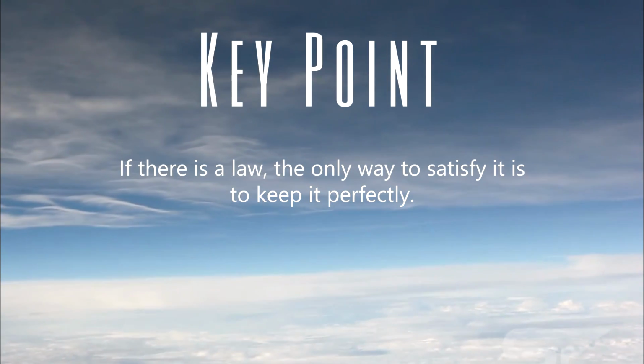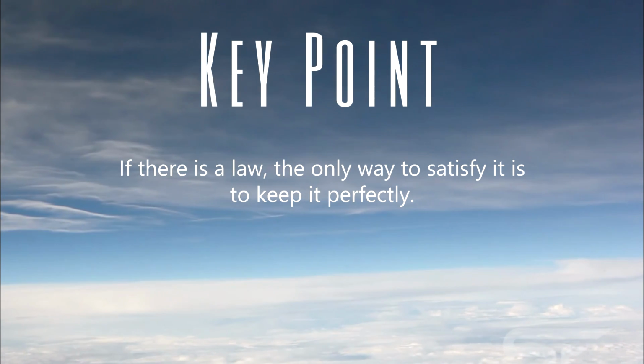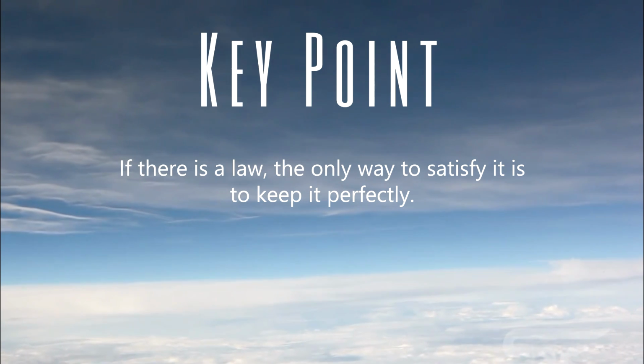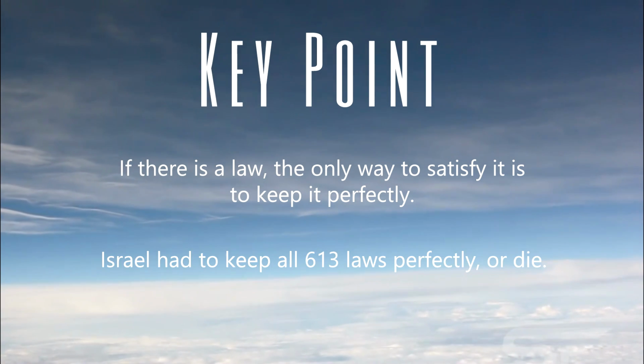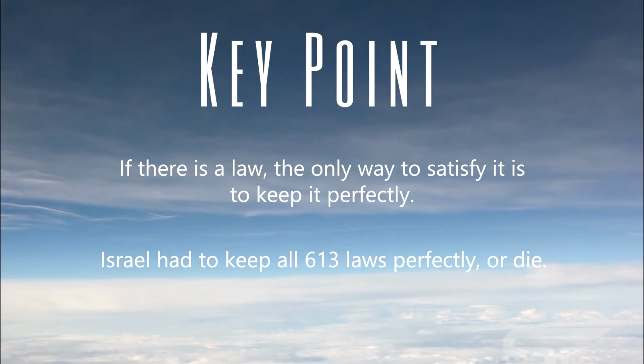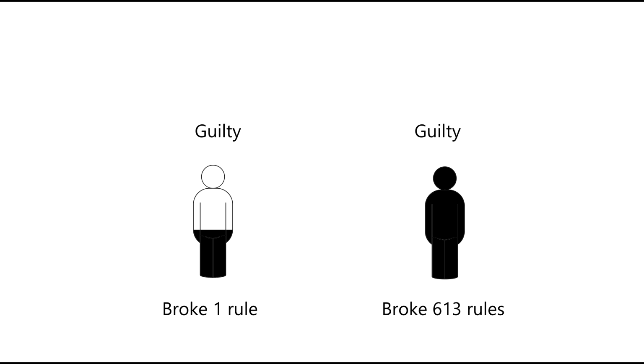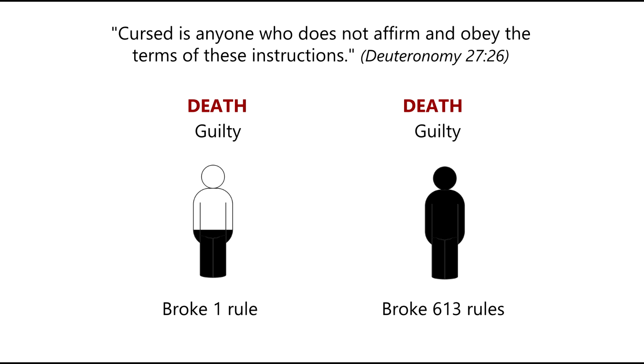What I'm trying to communicate here is that if there is a law, the only way to fully satisfy it is to keep it perfectly. And if you don't satisfy it to the very last detail, you're deserving of punishment. For Israel, all transgression of the law meant death. So even keeping 612 of the laws and breaking just one was enough to condemn them. So really, someone who only broke one of the rules was in no better shape than someone who broke them all. They would both be under the exact same curse of death. They would both be headed for the exact same punishment. The Bible says, "Cursed is anyone who does not affirm and obey the terms of these instructions."